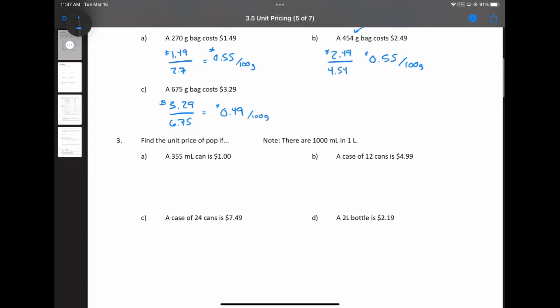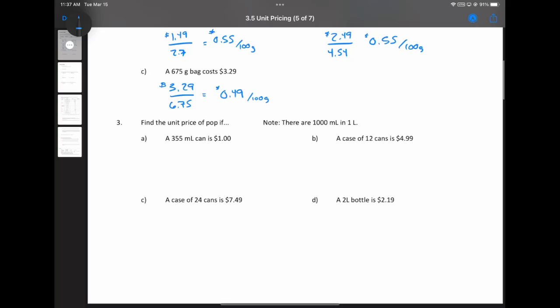Okay, same trick with liquids for beverages. Instead of doing 100 grams, we're going to do 100 milliliters. So here we'll compare a can of pop, a case of 12 cans, a case of 24, and a 2-liter bottle.